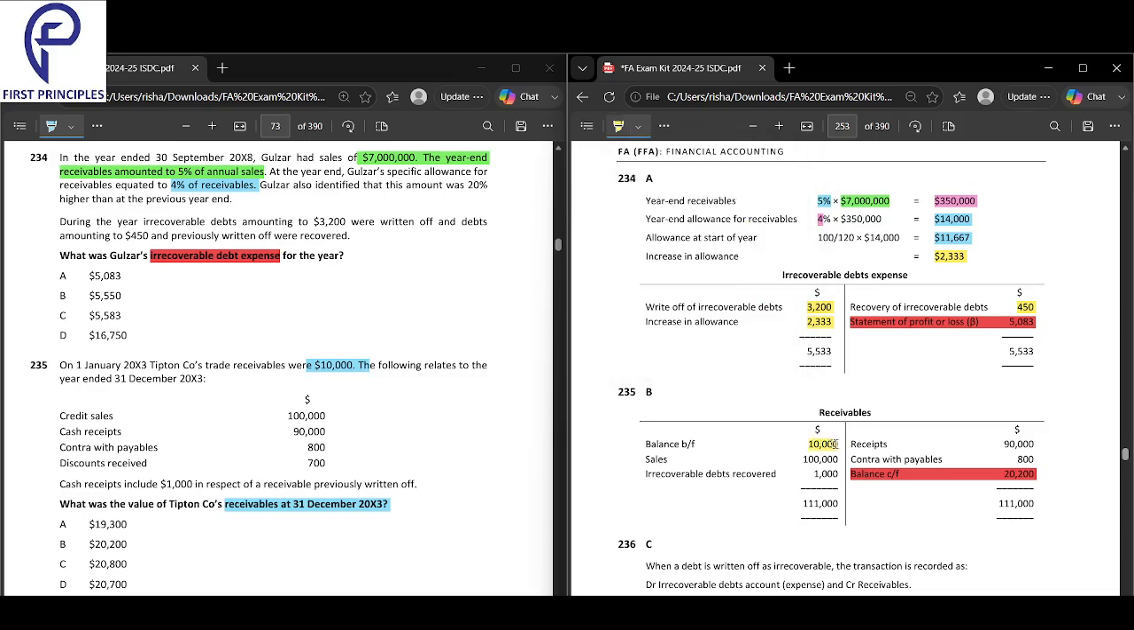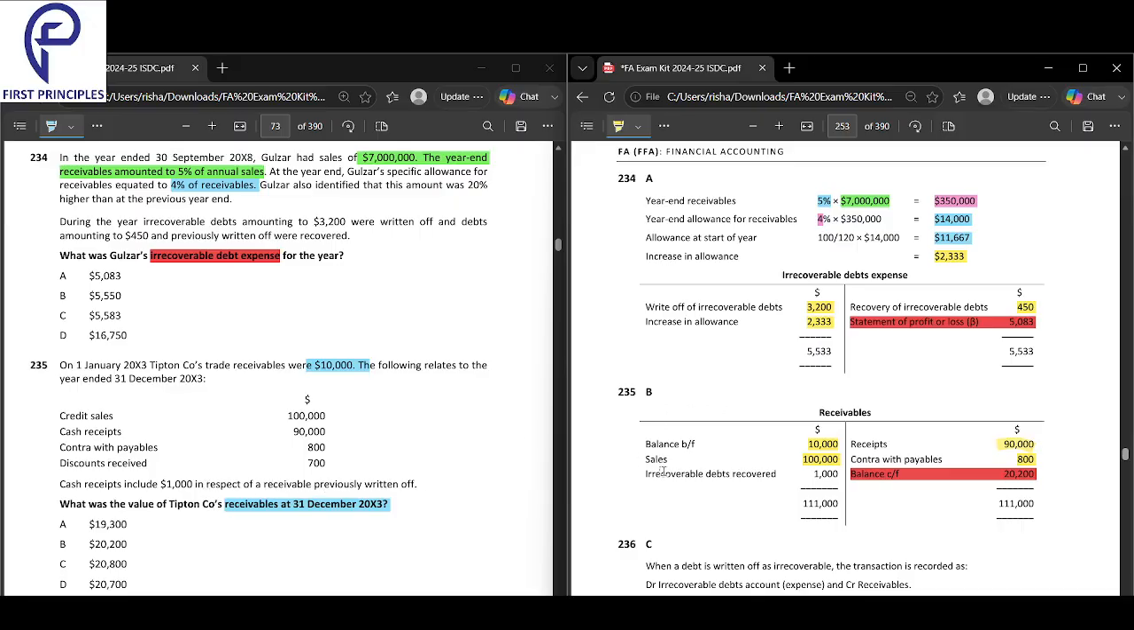Then credit sales during the year were 100,000. Next, cash received 90,000. That comes over here just like the previous sum we had done. And contra with payables, I have netted it off with payables, 800. Discount received is something that doesn't generally come, because it's related to payables, not receivables. Next, cash received 100. Irrecoverable.